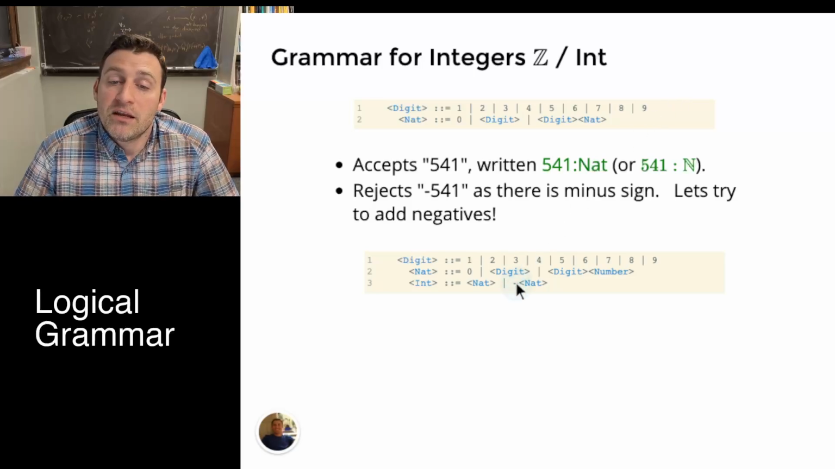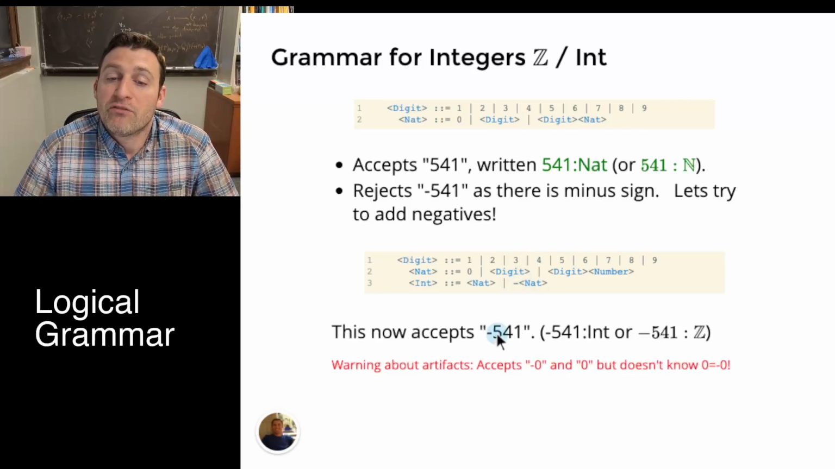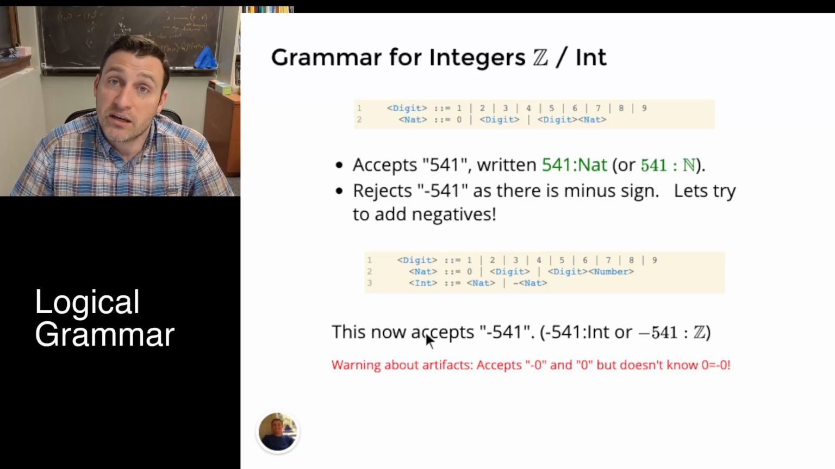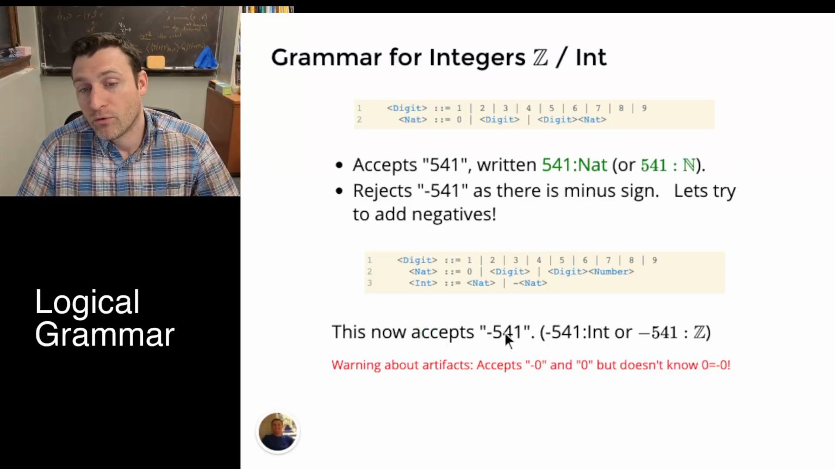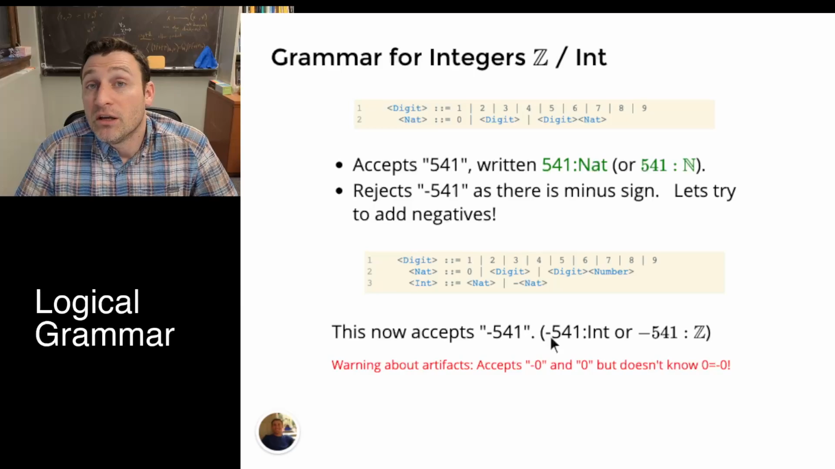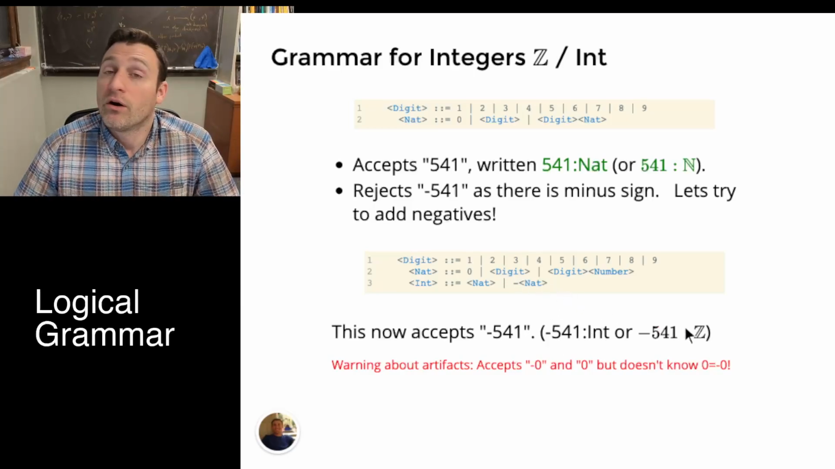The minus sign here now allows me to predict that negative 541 is allowed. And so my notation could be saying, I could either say it in English, accepts negative 541, or I could write it with notation, negative 541 colon int, that says it's accepted. Or another notation would be negative 541 colon Z, if you prefer this mathematics notation.